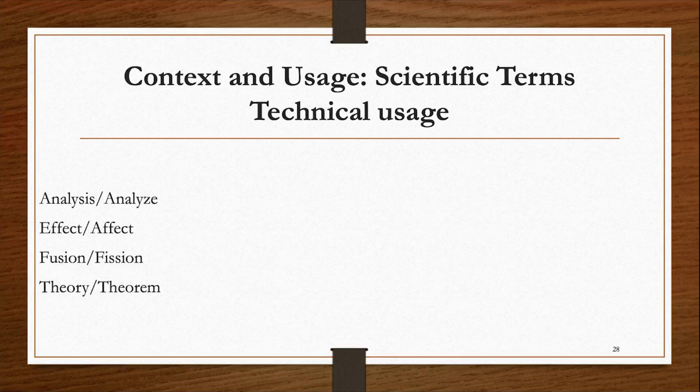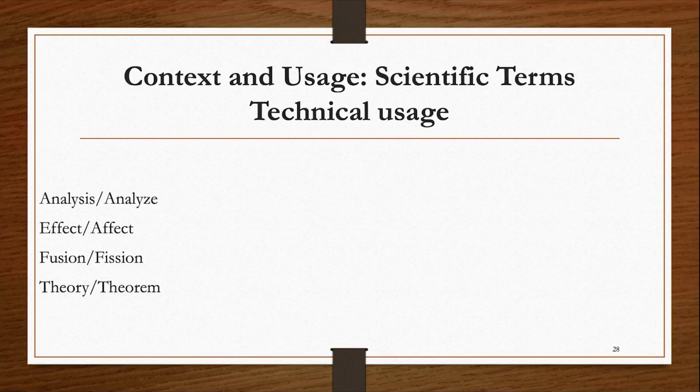Like this: effect and affect. Effect is the result or outcome of an action. It's a noun. The new policy had a positive effect on the company. All right, that is effect. Now affect, to influence or impact something. That is a verb. The bad weather affected our travel plans. Like this.